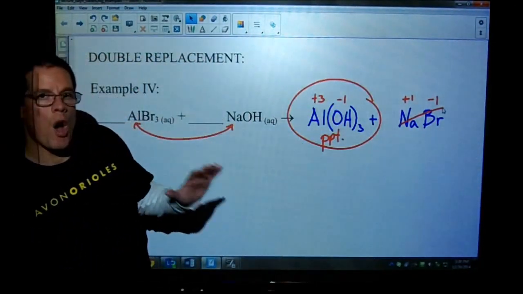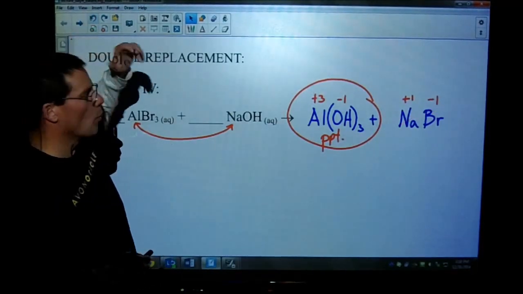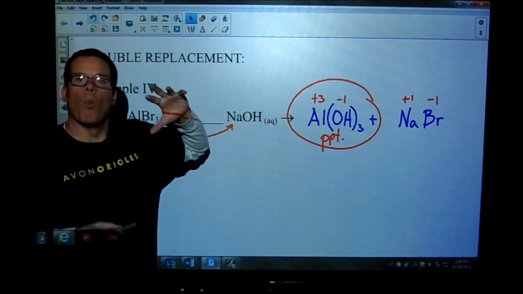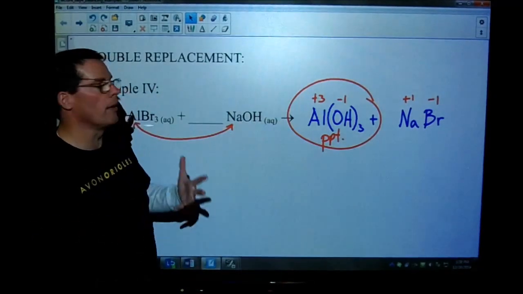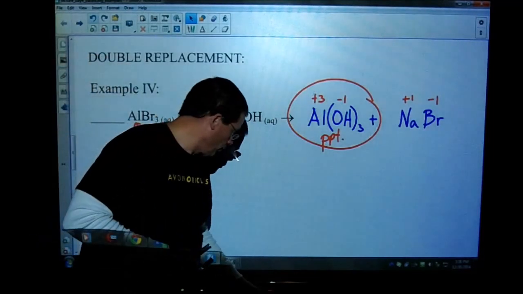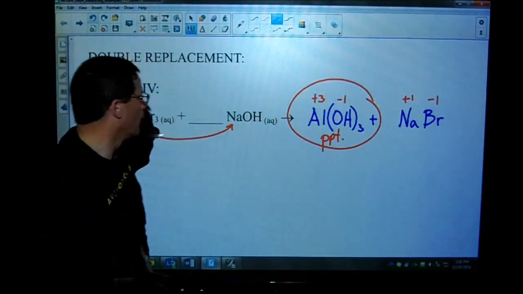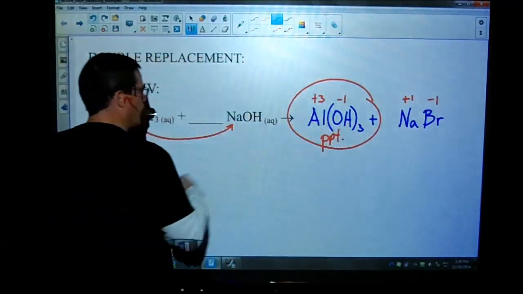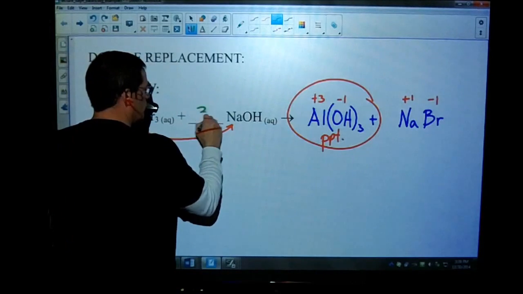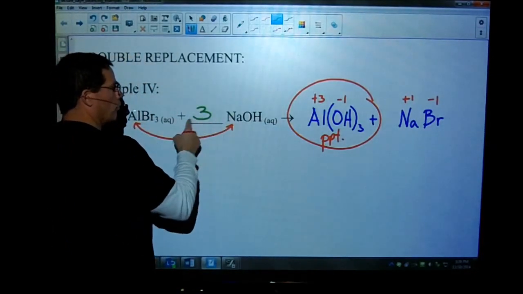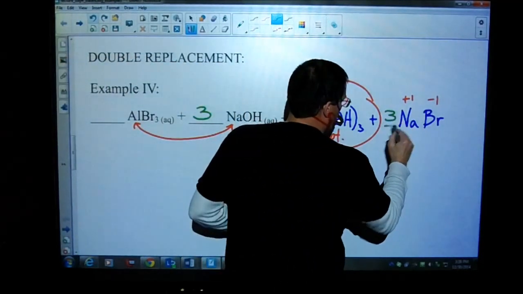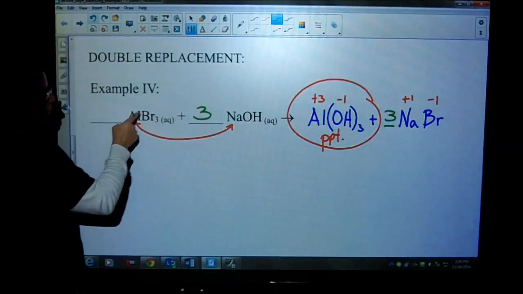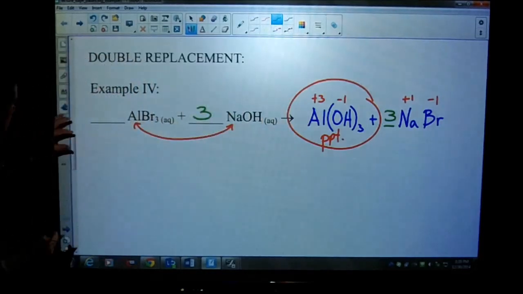So now that we know we have a reaction, we have to balance the number of atoms. We have the charges balanced. Once we know we have a precipitate, now we balance the atoms out. So we have our aluminum hydroxide and sodium bromide. We have 3 hydroxides here, so let's start with that. Put a 3 there. Now it gives me 3 sodium. Put a 3 there. So now I've got 3 sodium, 3 bromine. How many bromine? 3. 1 aluminum. 1. Done. Let's look at the next one.